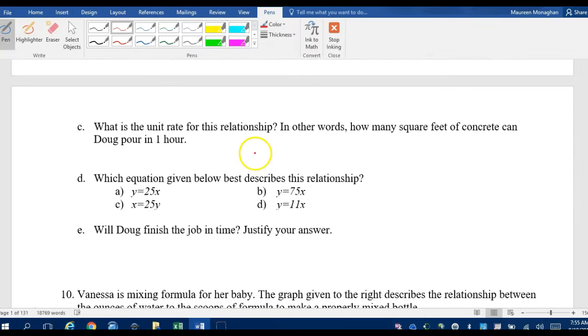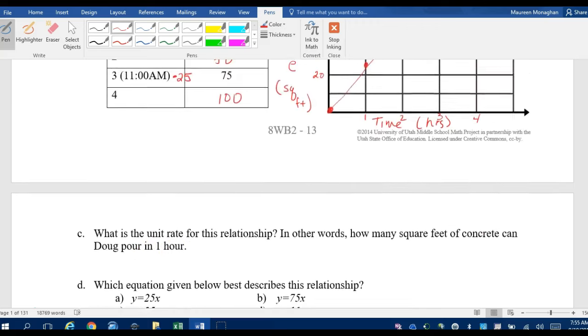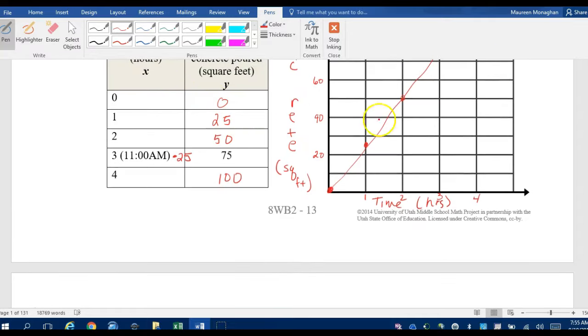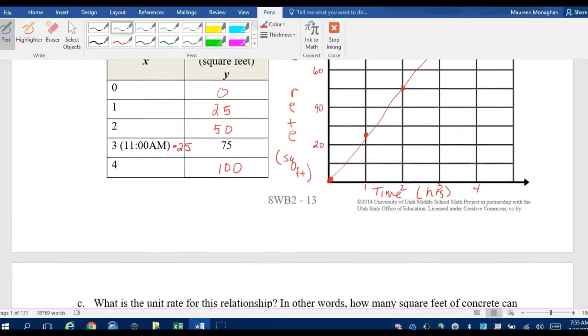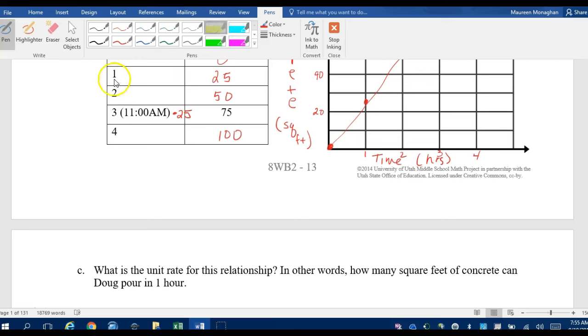What is the unit rate for this relationship? Well, the unit rate is how many square feet of concrete can Doug pour in 1 hour? Well, we could go back to the table. Let's see what the table says. In 1 hour? Oh, it's 25. So that's what you're looking for. You're looking to see the 1 hour mark, the 1 mark. So the answer to this question would be 25 square feet of concrete for 1 hour.